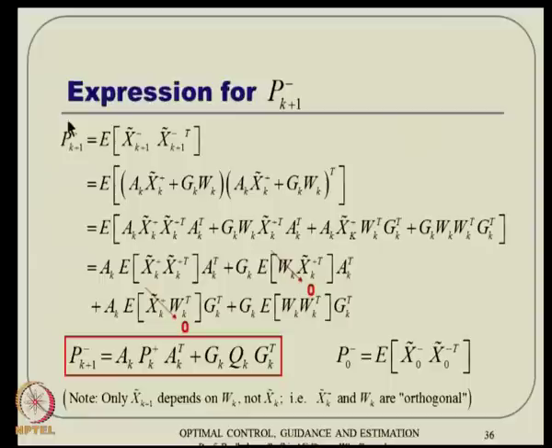So this P k plus 1 minus, which is an estimate of how much error there is after prediction, turns out to be like this. And we obviously have to start with this, because this is a kind of propagation equation. So we need some P naught minus value, and it comes from there.